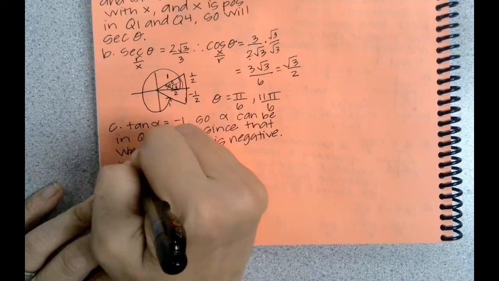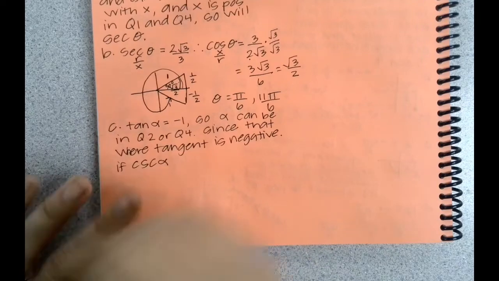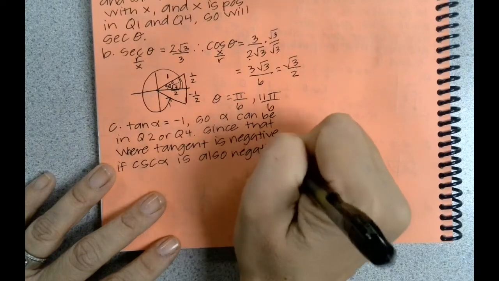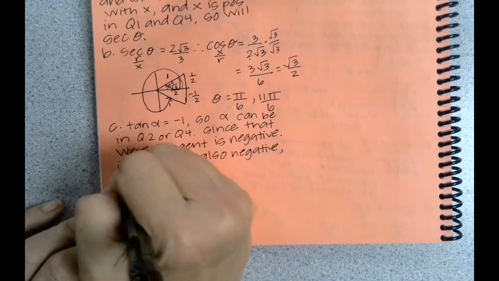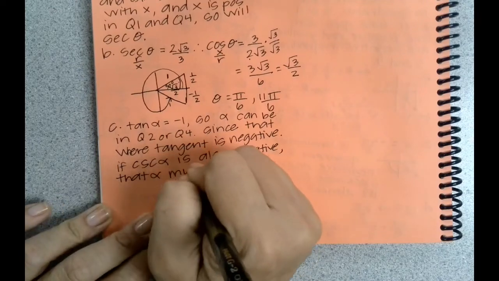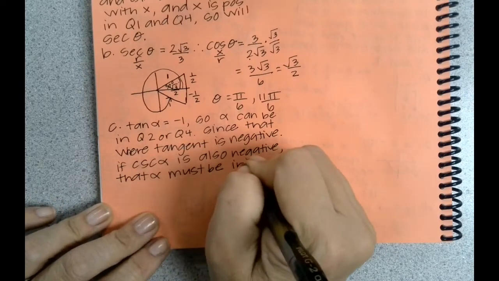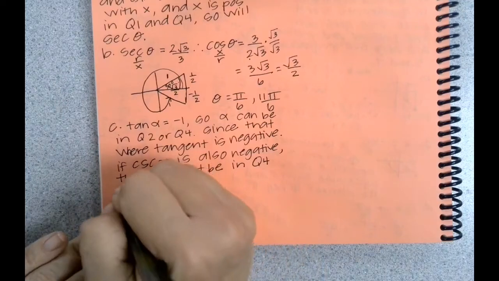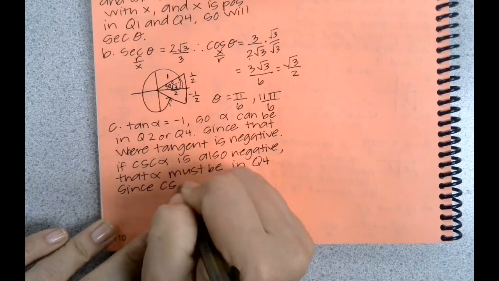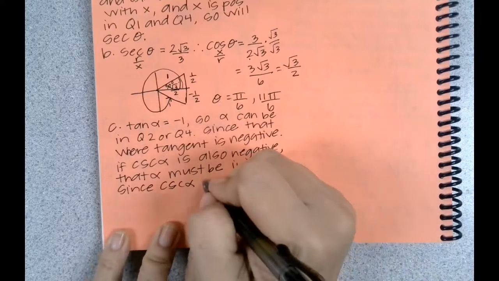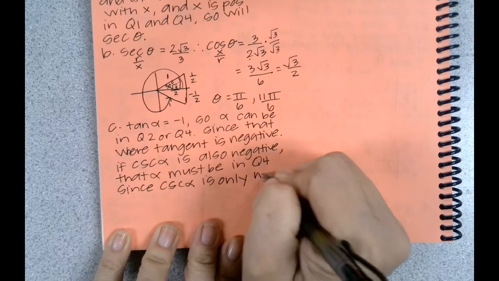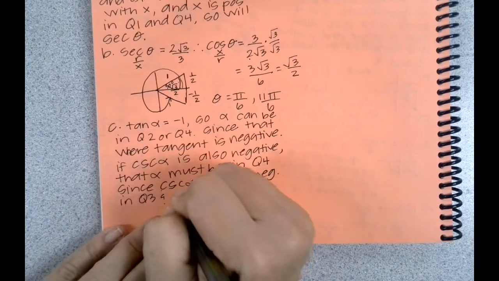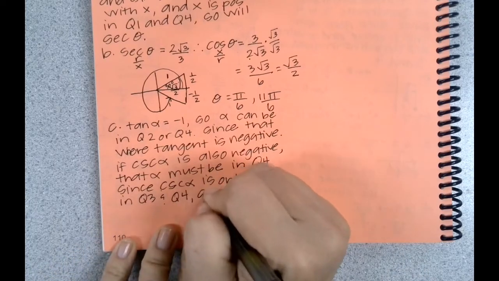If cosecant of alpha is also negative, then alpha must be in Q4, since cosecant alpha is only negative in Q3 and Q4. And the two conditions overlap in Q4.